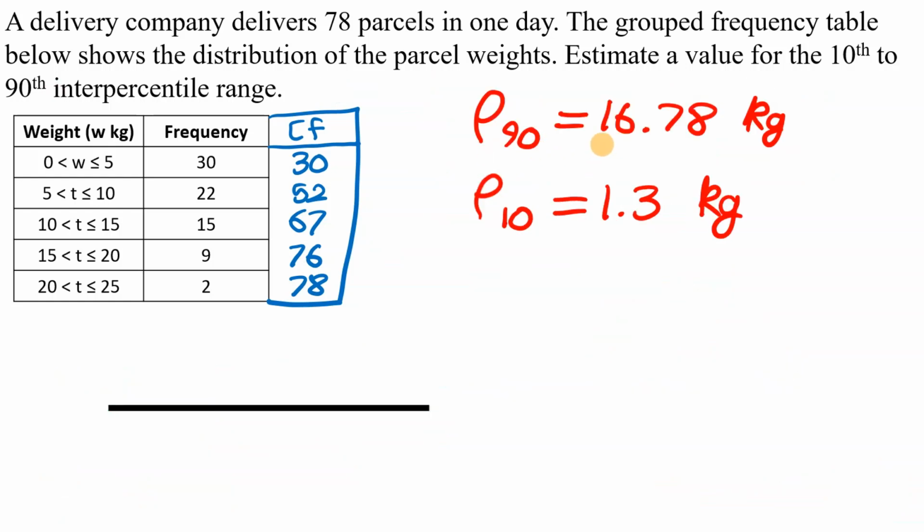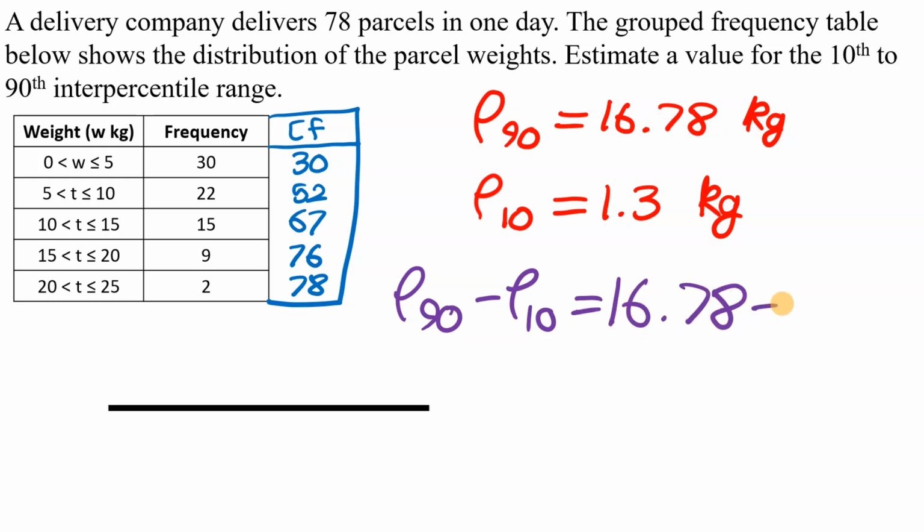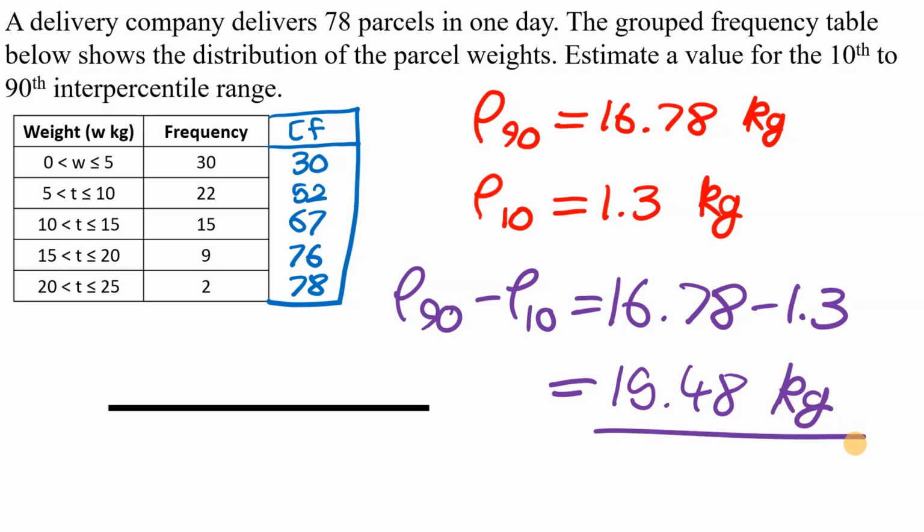Okay, so the 90th percentile is 16.78 and the 10th percentile is 1.3. So the 10th to 90th interpercentile range is going to be P90 minus P10. So this is going to be 16.78 minus 1.3, and this is equal to 15.48 kg. So this is the final answer.